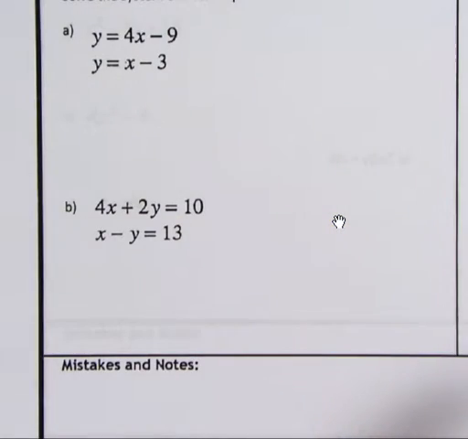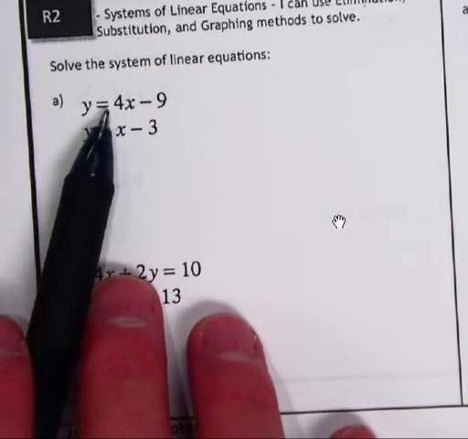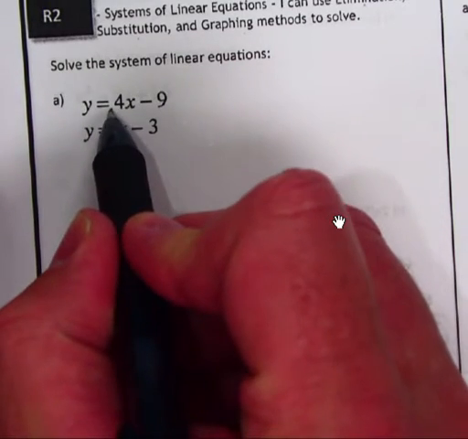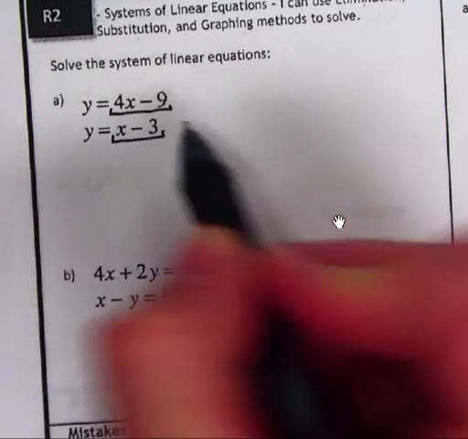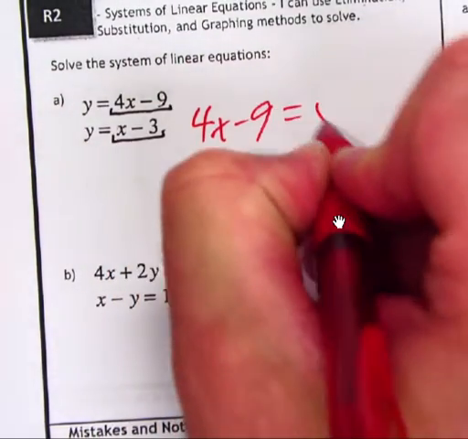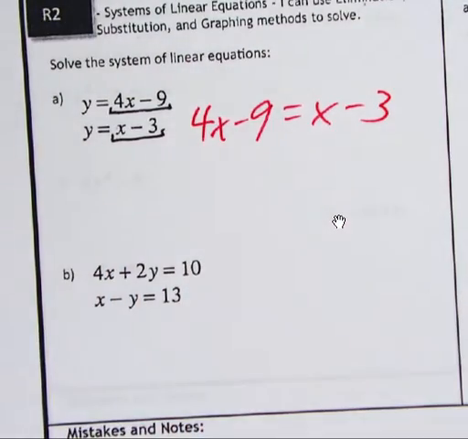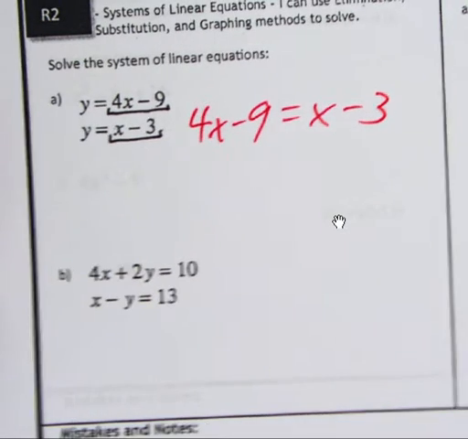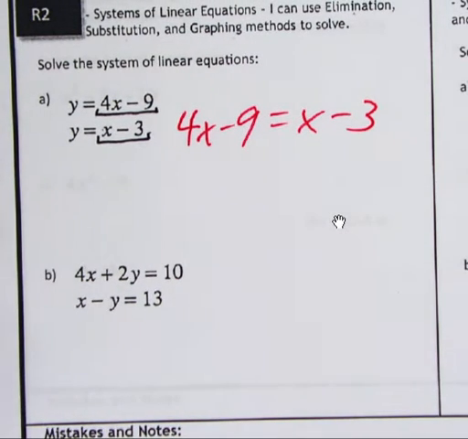So let's take a look at this in action. This first kind, what is it? Oh, it's both y equals. So I'm going to take this and set it equal to that. So the strategy would simply be 4x minus 9 equals x minus 3. And then you just go to town on that kind of a question, meaning you use your solving strategies and you go ahead and get that.